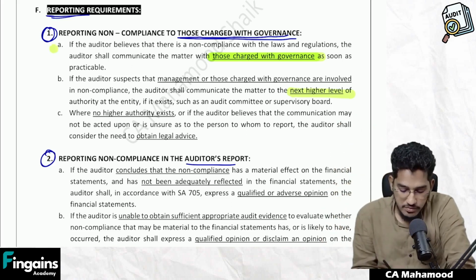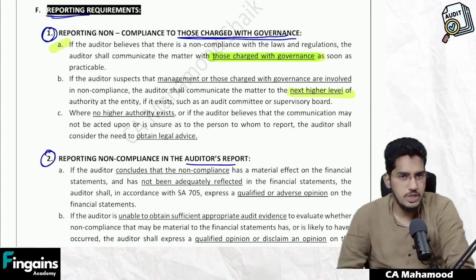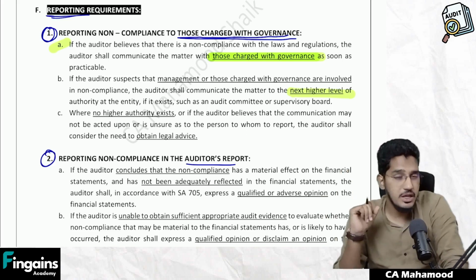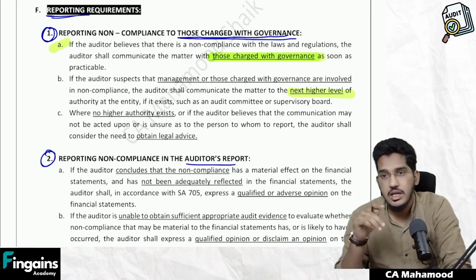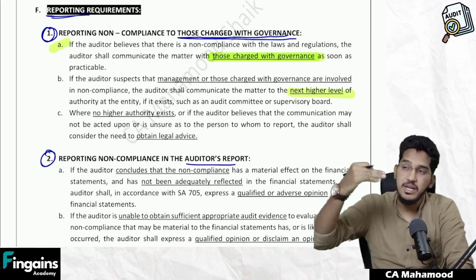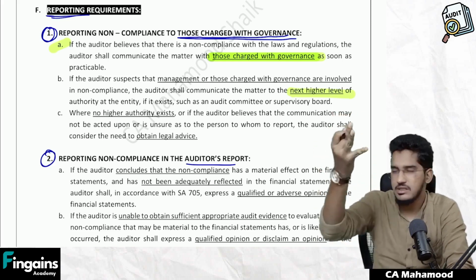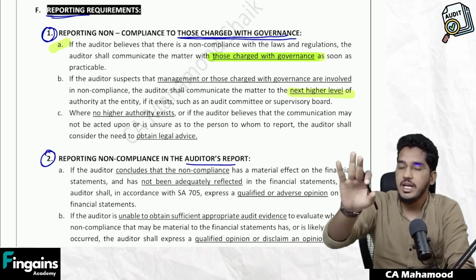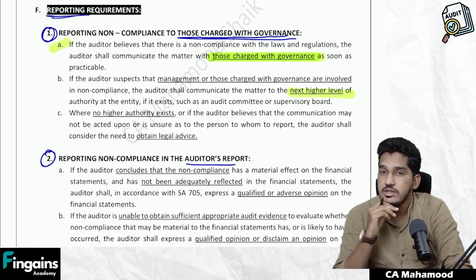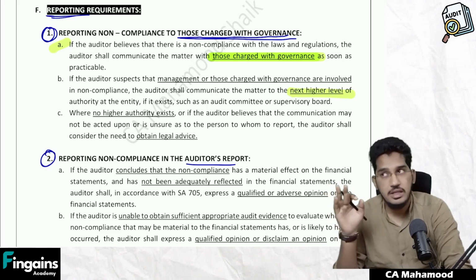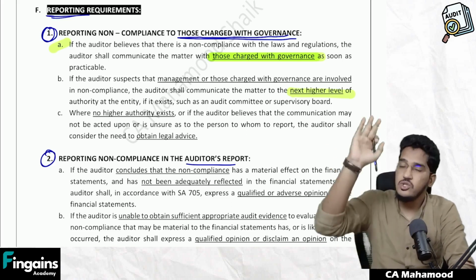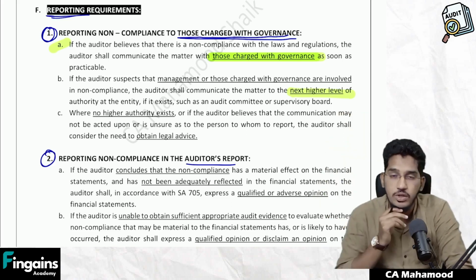So the first point they say: if you find any non-compliance, we'll go and report it to those charged with governance. But now a question comes, sir, what if management or those charged with governance themselves are involved in the non-compliance? Then they are saying, find out if there is any next higher level of authority, somebody who is higher than those charged with governance. Generally it will not be. If you find any, you can go and communicate with them. Sir, what if there is no higher level of authority? Top level management are the highest level of people in the organization. They themselves did the non-compliance. There is no higher level authority to report. Then what should I do?